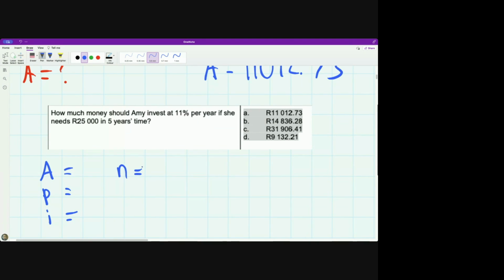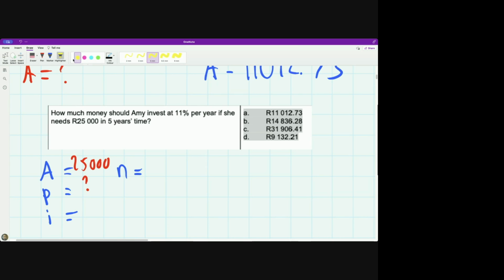What do you think? What is A going to be? So A is what you want to end up with. So Callan, you are quite correct. It's 25,000. Now, what about P? I think that means P is what we're after, so that's unknown. What is I and N going to be?